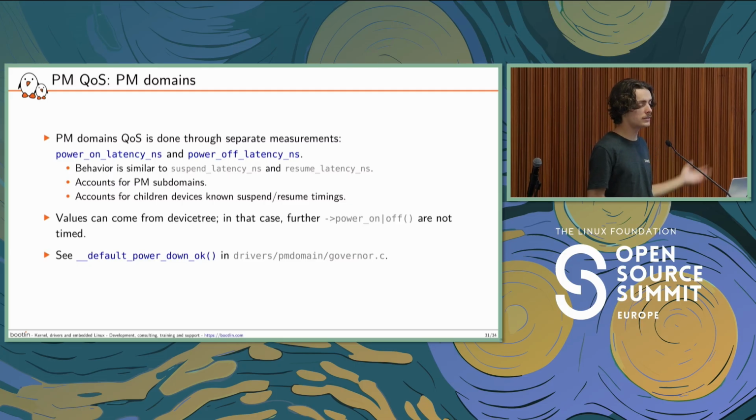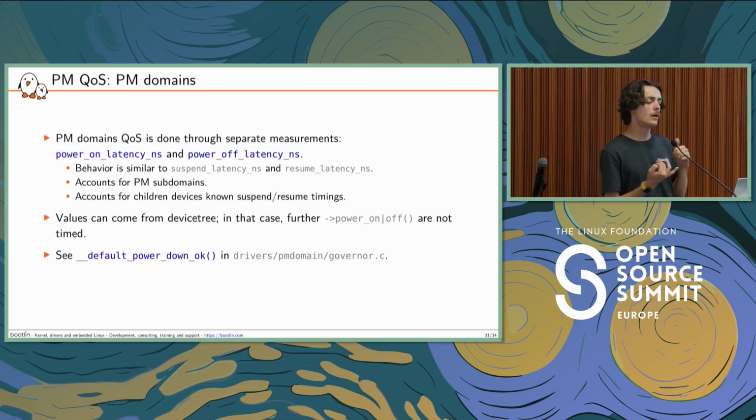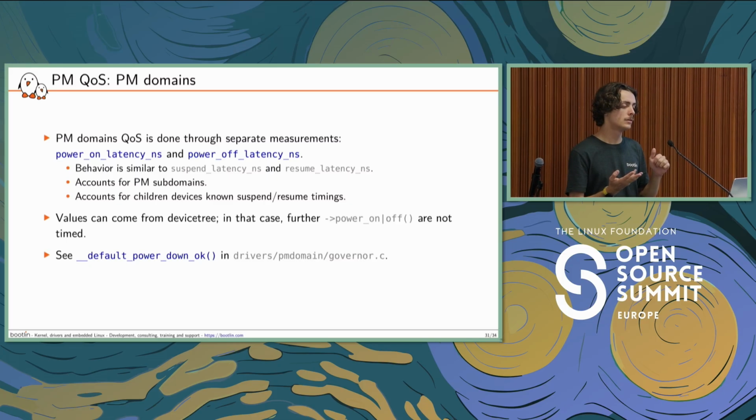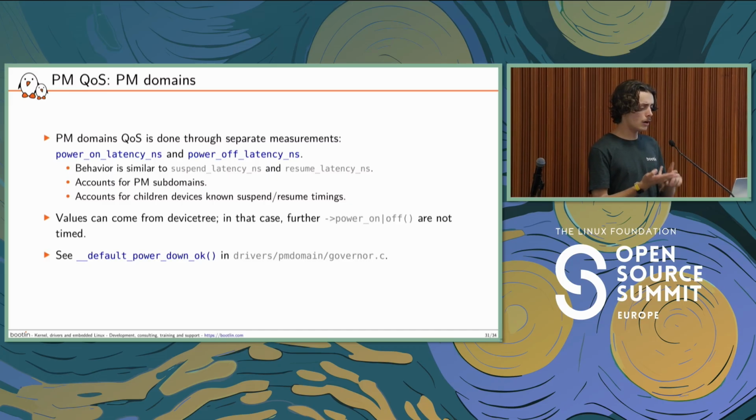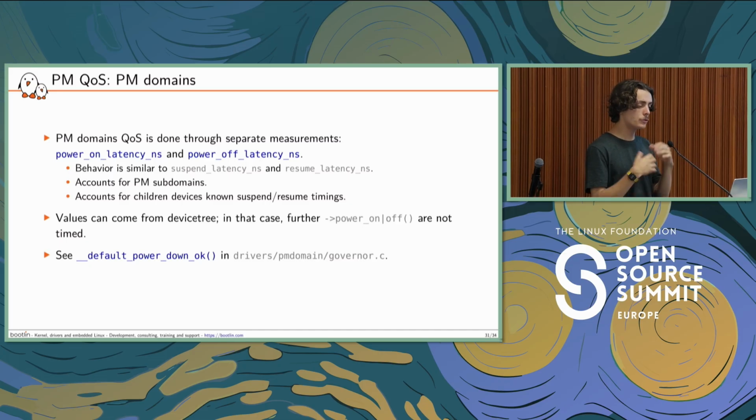It's called power on latency and power off latency. So it's pretty similar, but it takes into account different things. It needs to check for PM domain subdomains. And it checks every device that is inside, because if you know the resume latency of each device, then you can sum that up, and that will give you a value that makes sense. So pretty complex stuff, but it does what you expect. When you give a value, it tries to not overreach that value.